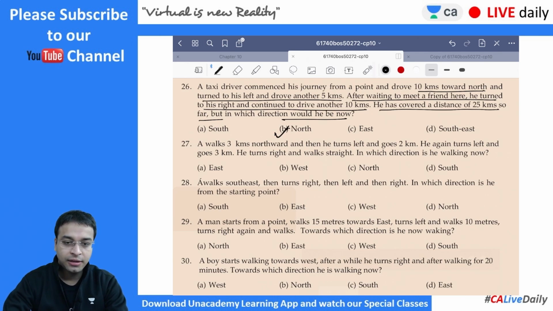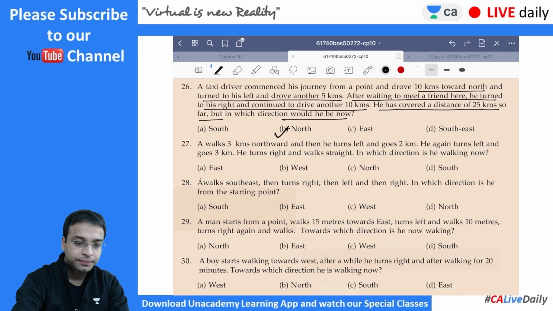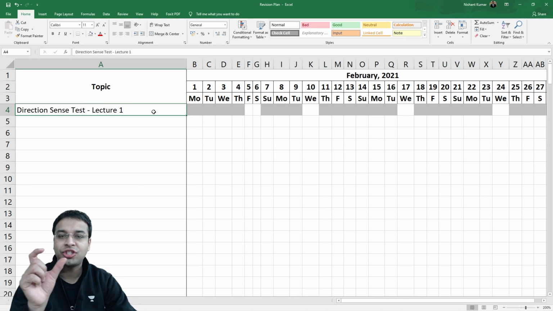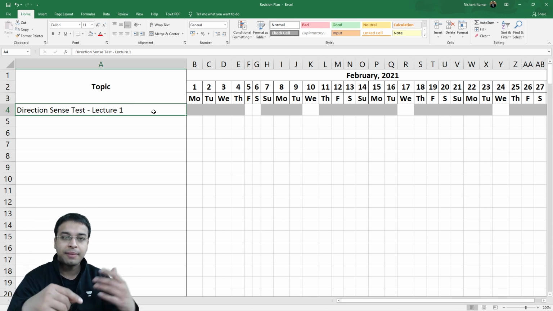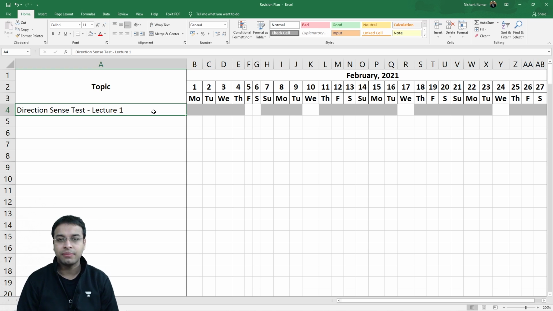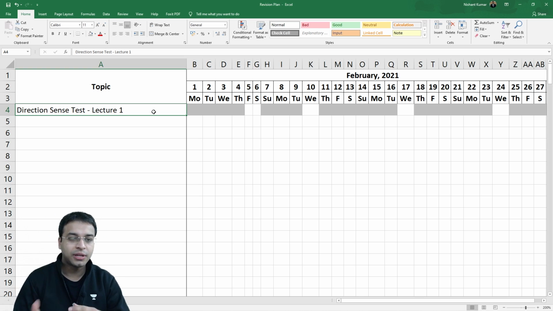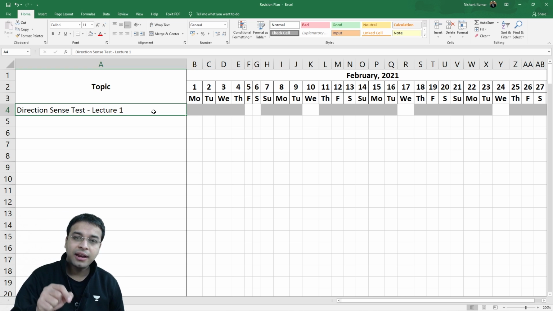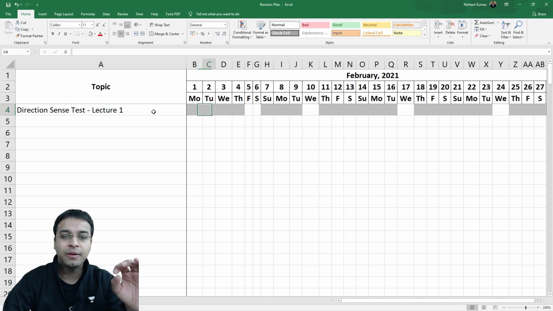If I show you the revision sheet, this is the revision sheet. So when you write it over here, direction sense test, then write the question numbers that we have done so far, like example 1, then example 3, then example 5, or whatever the question numbers. I don't remember the question numbers, but you may have noted or marked them somewhere, or you can rewind the video and make a note of all the questions that we have done so far.